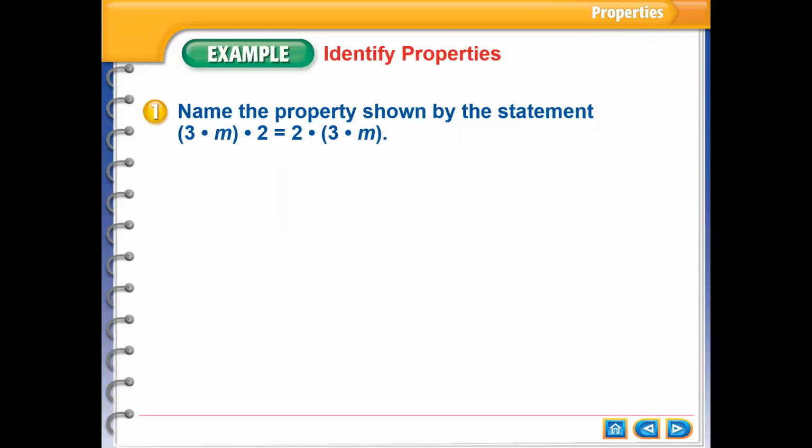Okay, now here is an example. Identify the property. We have to identify the name of the property. So students, look at point 1. Name the property shown by this statement. Can you tell me which property this is? Students, now watch this expression and tell me which property this is. What is the name of this property?